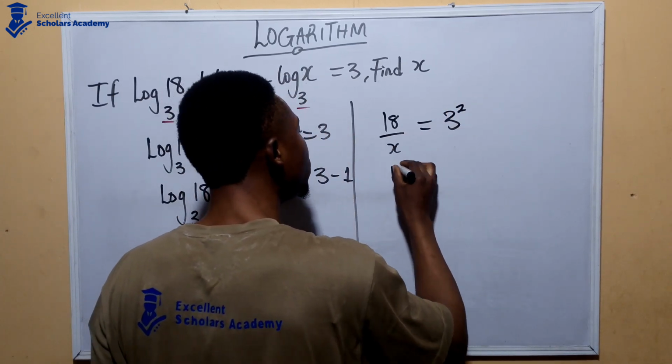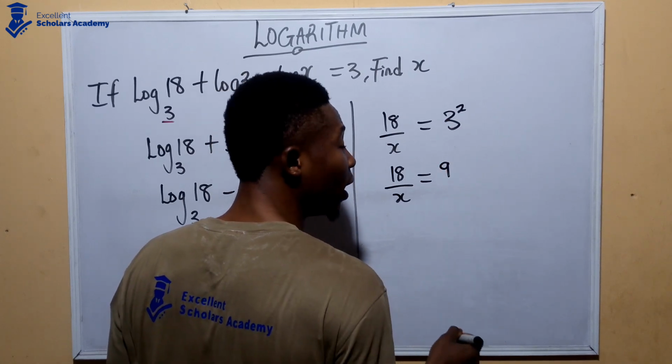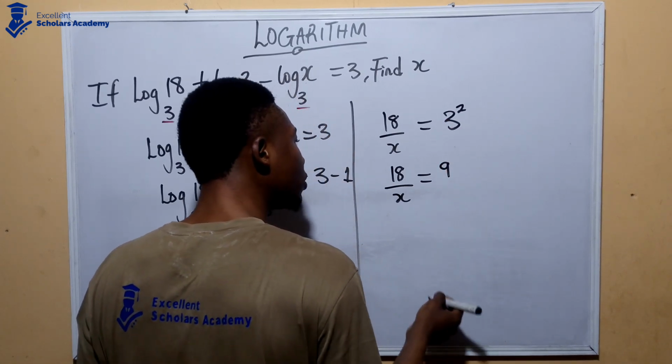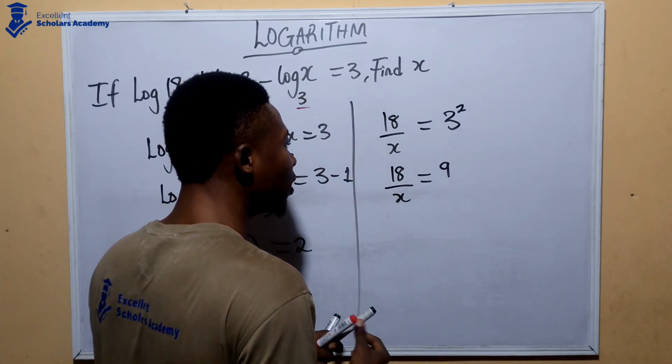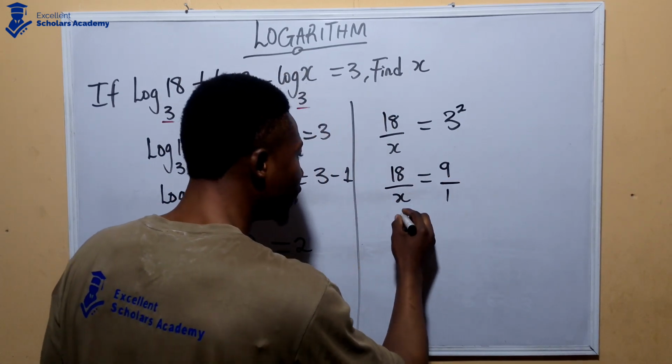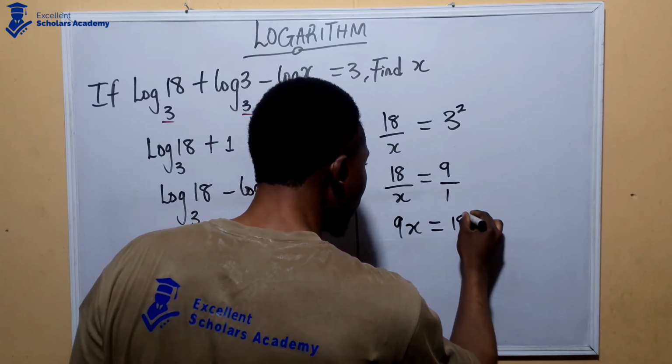Right, so this is going to be 18 over x is equal to 3 to the power of 2. That gives us 9. Now we have to get our answer, so we can cross multiply. If you cross multiply, this becomes 9x is equal to 18 times 1, which gives us 18.